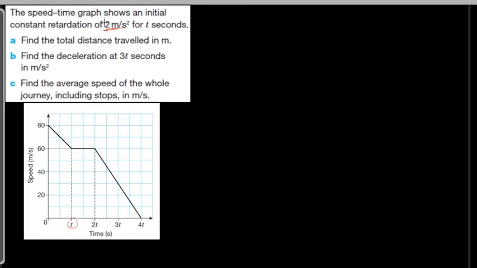Now when we look at the question, we can see data is given. The initial constant retardation is 2 meters per square second. That means in the first 0 to t seconds, the deceleration, the gradient of this line here, is 2 meters per square second. Within that time, I will mark these points A and B. So we can use this retardation to find the t here. Retardation for this part A to B equals how much?